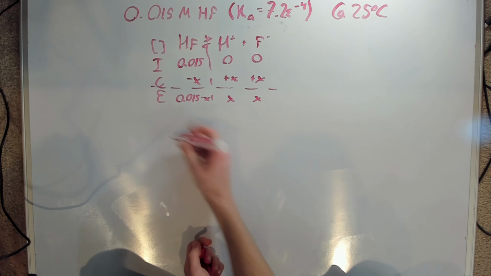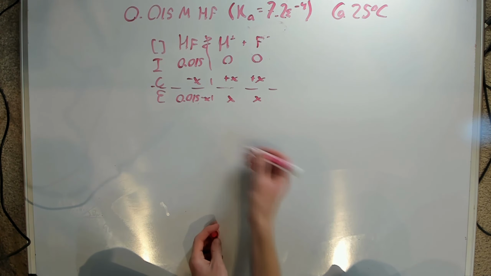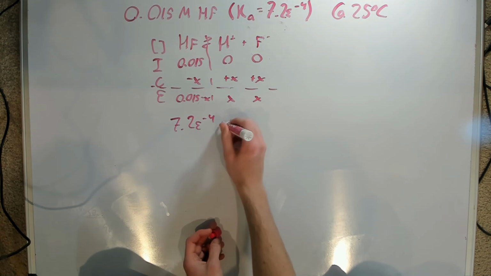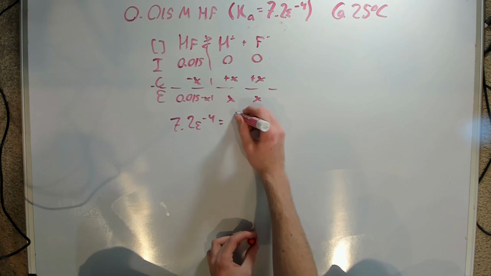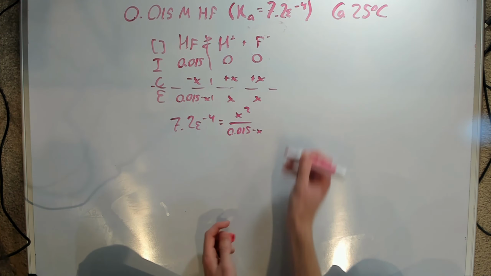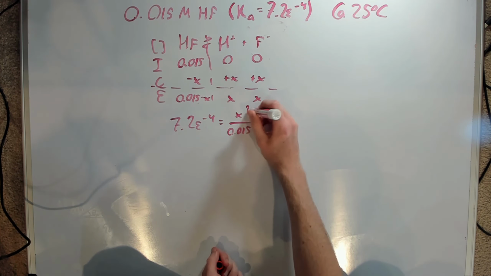So we have Ka is equal to products over reactants when they're all multiplied. So that means we're going to have 7.2 e to the negative 4th is x squared over 0.015 minus x. I trust that you know the equation already, because I don't want to write it again because it's redundant.